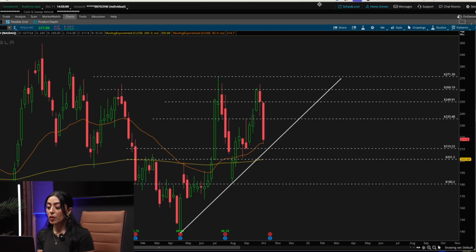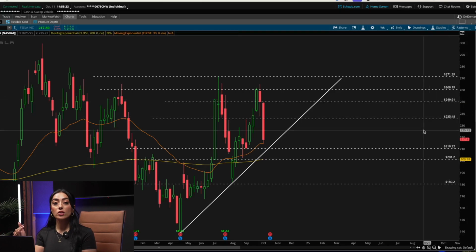Let's say you were looking to take a swing on Tesla, for example, and you want to enter calls at 210 and your final profit target is 260. So from 210 to 260, you have levels at 235 and 250. So if you were to select a strike price, you want to pay attention to what your final profit target is and then what your levels are in between your entry point and your final profit target.